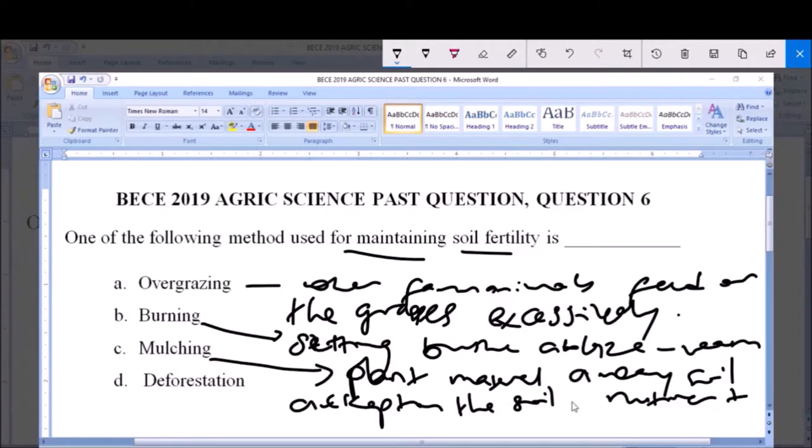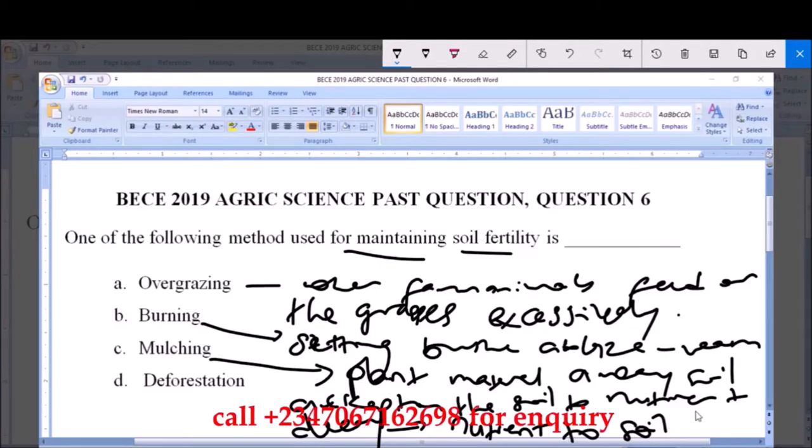Plant materials are kept on the soil to decay, and when they decay, it provides nutrients. That is, it adds nutrients to the soil. And mulching is a practice that is common today, especially in farm cultivation, in yam cultivation. When you plant yam, you notice that the farmers do mulch these heaps to ensure that nutrients are added to this soil for maximum plant production. And this mulching helps to increase the soil fertility.